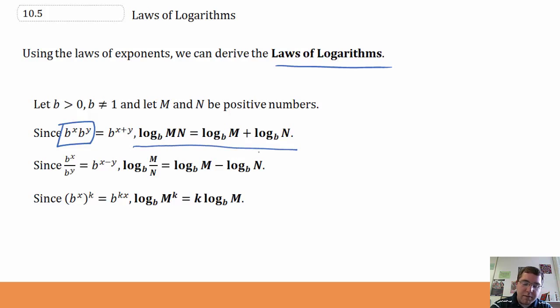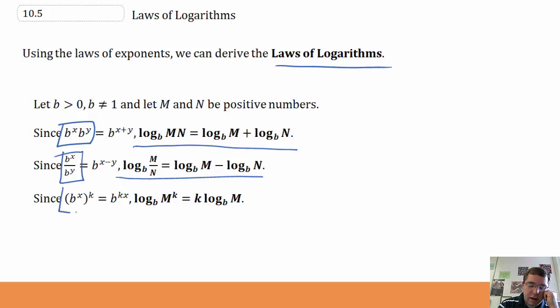Log base b of m times n equals the log base b of m plus the log base b of n. Similarly, since when we're dividing two bases, I subtract the exponents, then the log base b of m divided by n, so dividing two things inside of a log, equals the log base b of m minus the log base b of n. So if I'm dividing two things inside of a log, I can take the log of each one and subtract them.